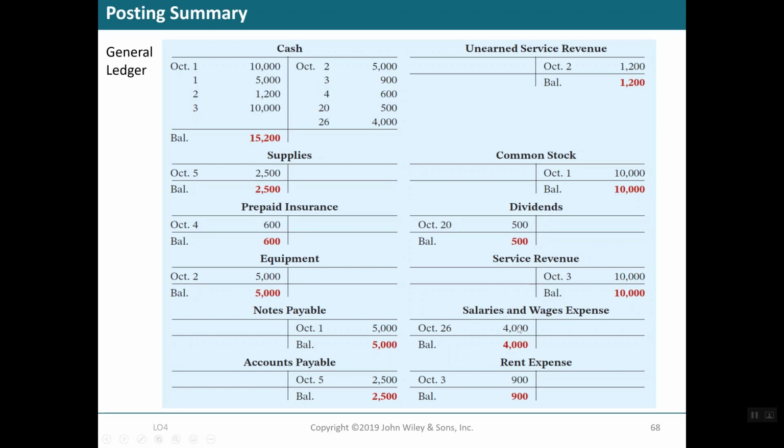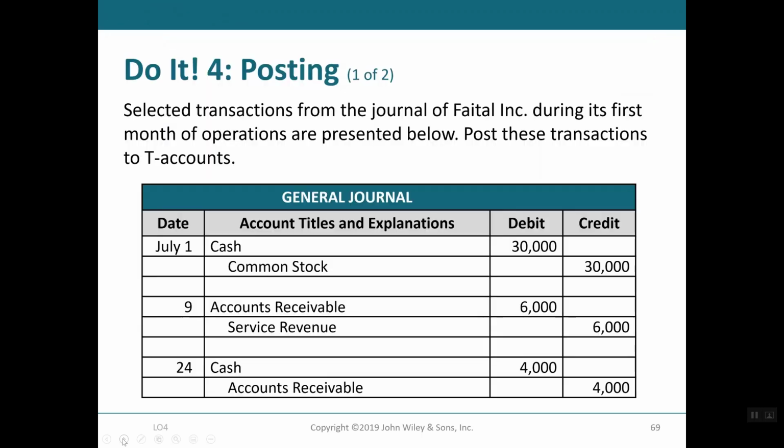Salaries and wages has a debit balance. So we have the salary and wages expense and rent expense, all showing debit balances. It's not normal for them to have credit balances. Okay, so this is just a summary of everything that we have done or explained in the previous slides.